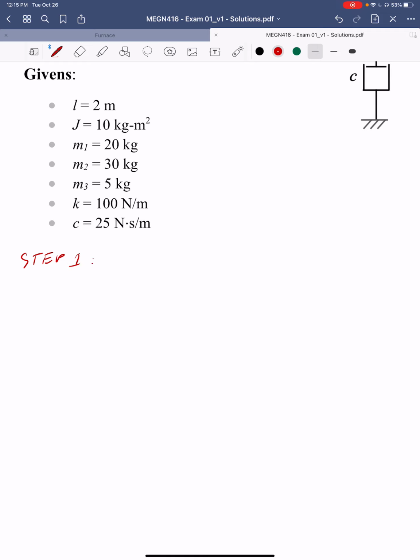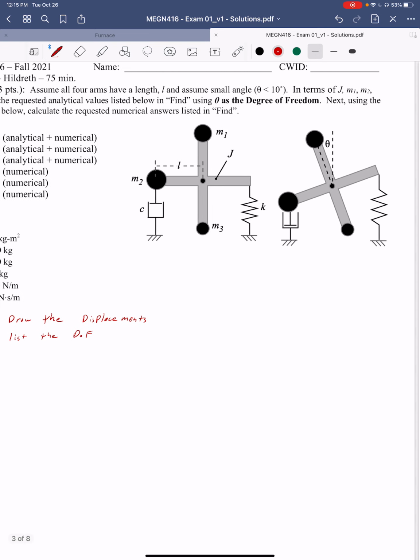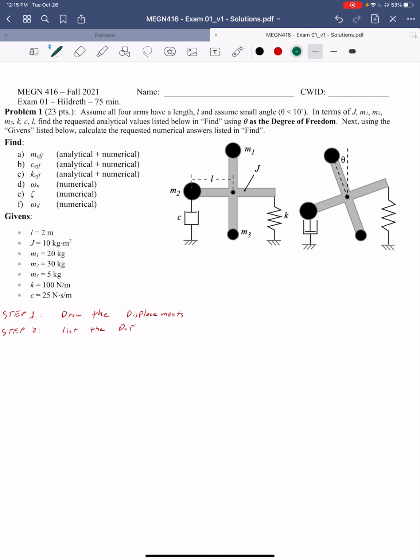is draw the displacements. Okay. And after we draw our displacements, we are going to list the degrees of freedom. Okay, so I'm going to go through this whole problem after I get done listing things, but for a couple of them, I'll show some examples of what I mean as I go through these steps, okay? So here's our system we're trying to get the equations of motion for.